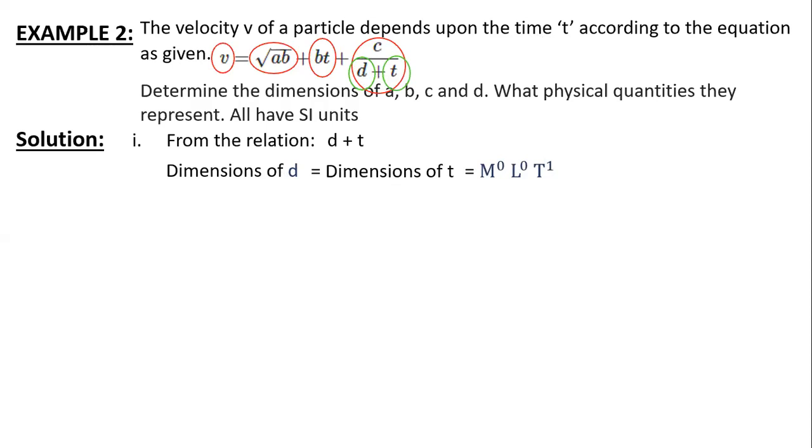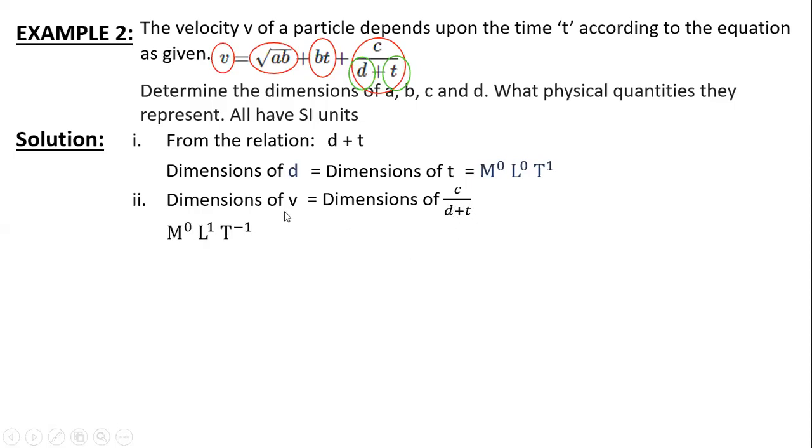Then second, you target the last term, C by D plus T. The dimensions of V will be the same as the last term, because there are four terms with equal and plus in between. Every red circled term should have the same dimensions. So I'm equating the known with the unknown. The known is V, velocity. In the denominator, D plus T, which I derived in the first case, both are the same quantity getting added, so it is nothing but time.